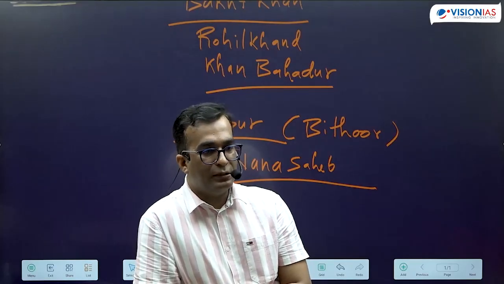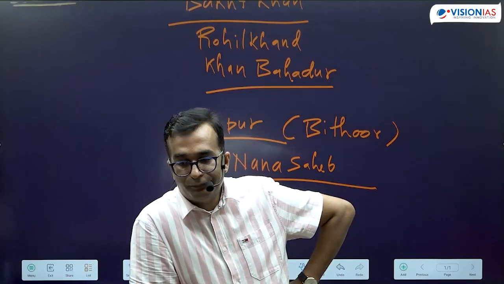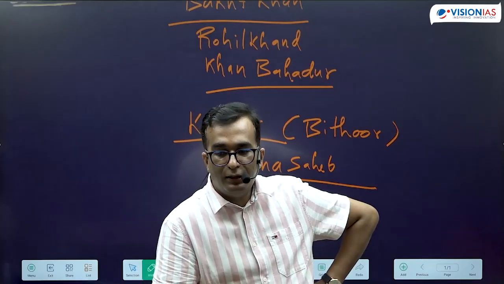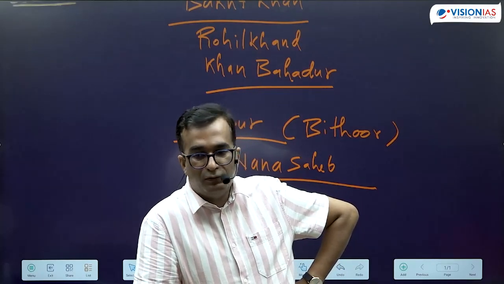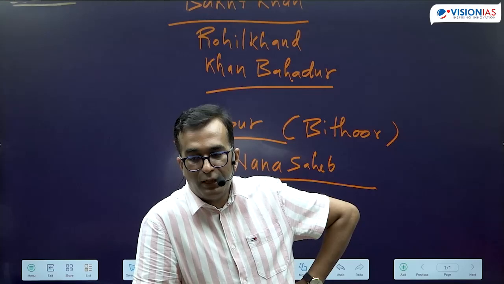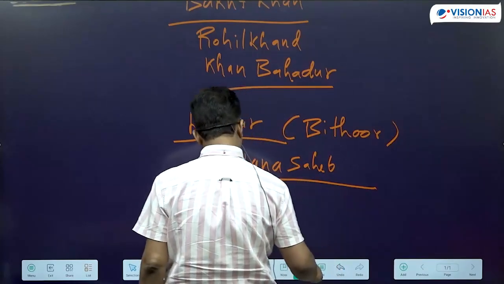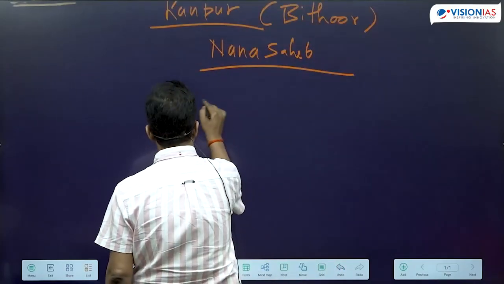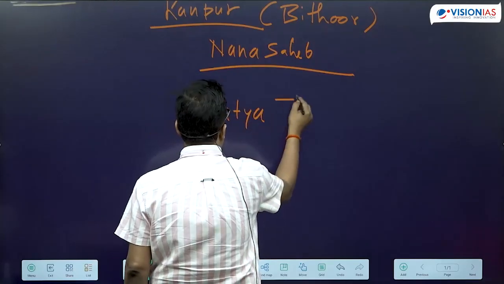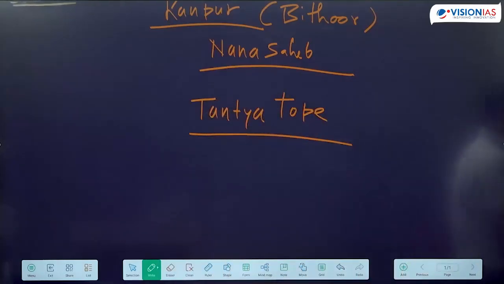When the mutiny started, Nana Sahib joined the ranks of mutineers. Then one more line you add. Tantya Tope was one of his trusted aides.